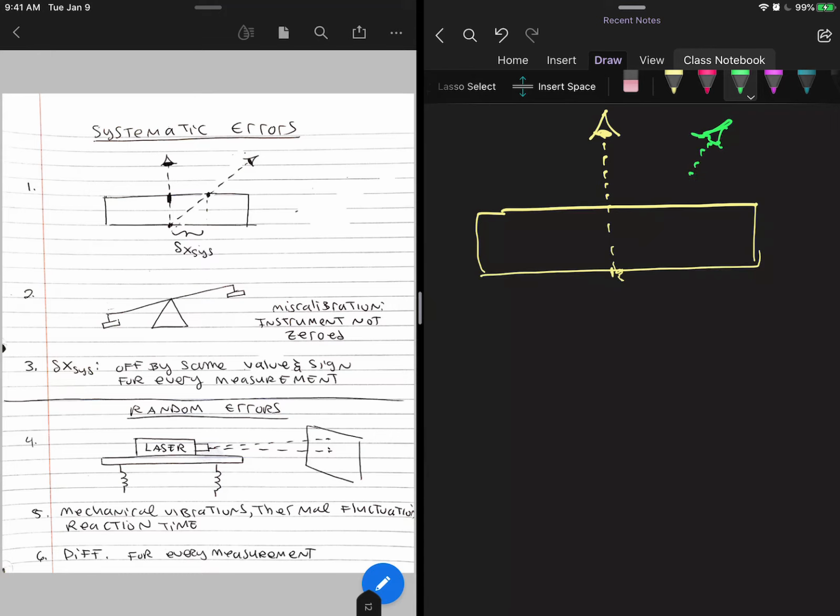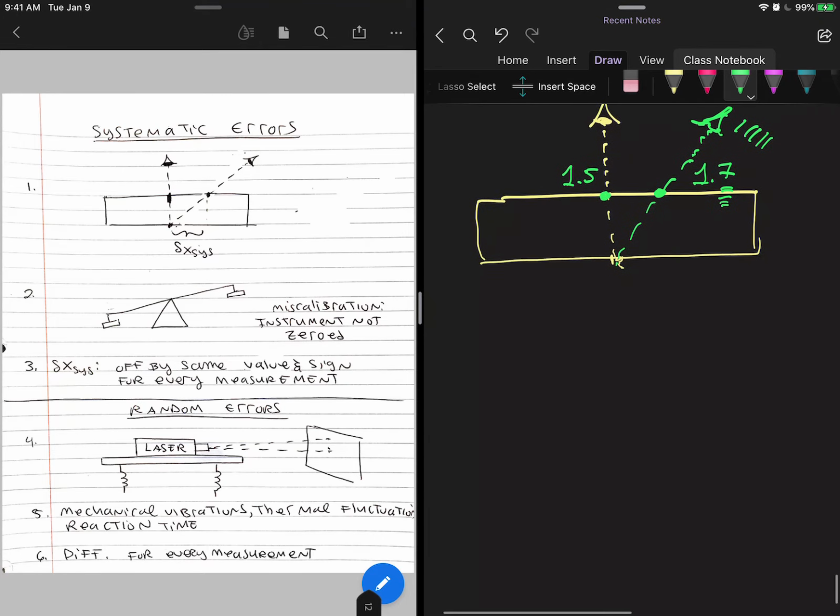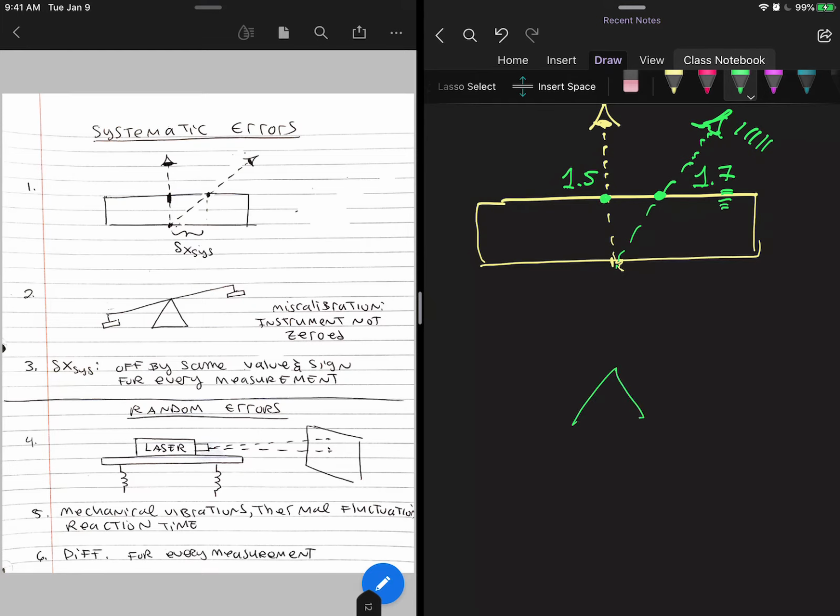So they're going to get different readings. The person here, let's say, gets a reading of 1.5, and a person off to the side can get a reading of consistently 1.7. So their readings are always going to be consistently off by 0.2, or off by the same value. Another case similar to this is where you have a balance beam, and you want to measure the weights of 2 objects, but the balance beam throughout the whole experiment isn't calibrated, so it's off to the side, so it's not well calibrated.